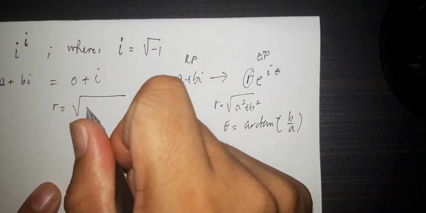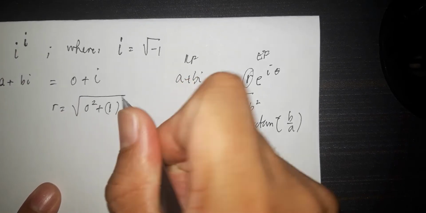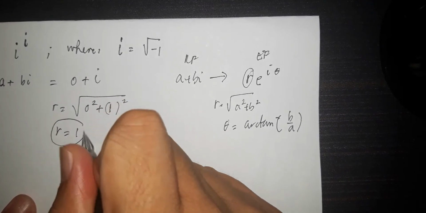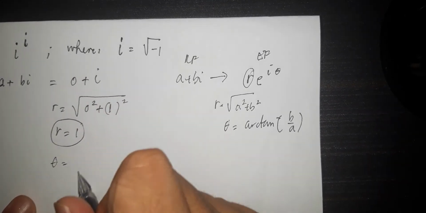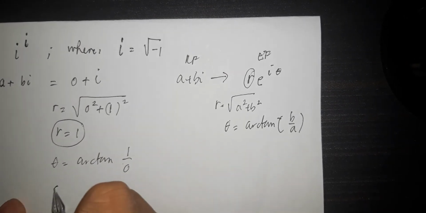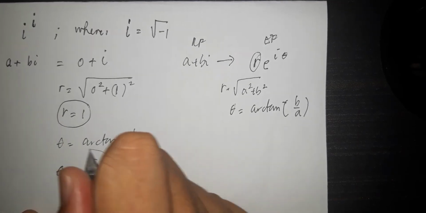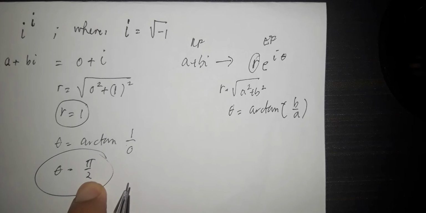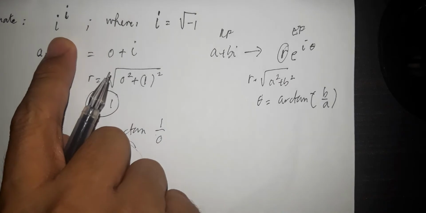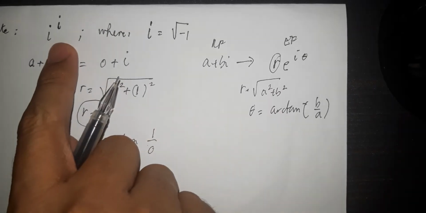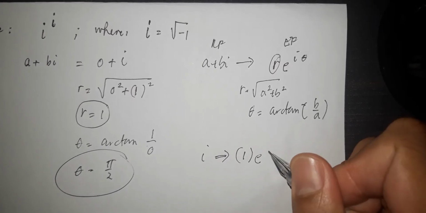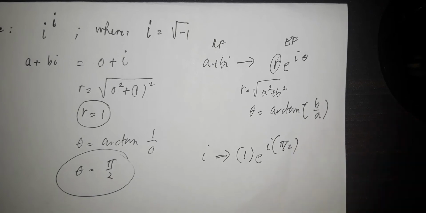So in our case, co-convert natin si i in terms of Euler, so we can solve for r by taking the square root of 0 squared plus 1 squared, because the numerical coefficient of i here is 1. Then r is simply 1. To solve for our theta, so theta is simply arctangent of 1 divided by 0, and that is simply equal to pi over 2, because tangent of pi over 2 is infinity or undefined. So therefore, i here can be expressed now into Euler form as 1 multiplied by e raised to i pi over 2.